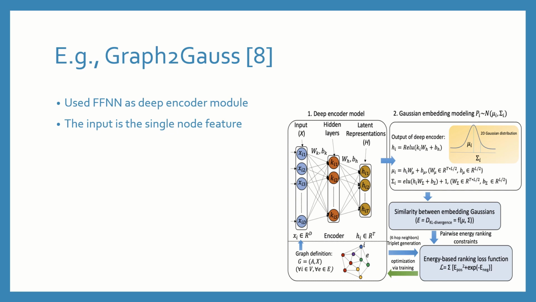For example, we can see that the graph-to-graph models have two layers: the deep encoder model and the Gaussian embedding model. However, in the deep encoder model, they just use a feed-forward neural network as the deep encoder module, and the input for the encoder model is just a single node's features.